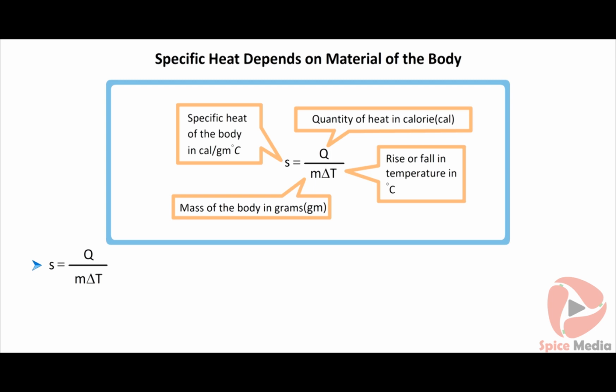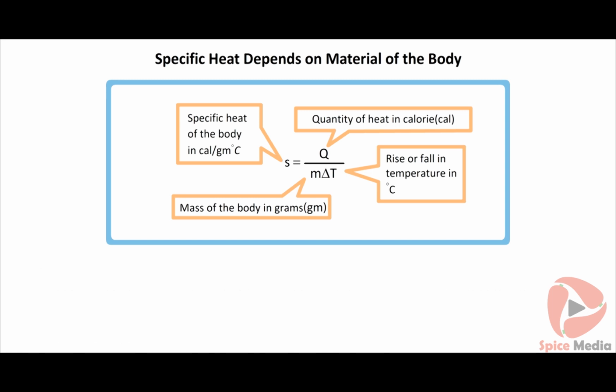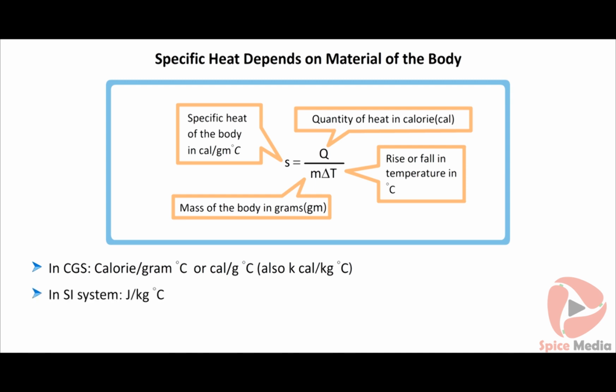If m is equal to 1 gram and the rise in temperature is 1 degree Celsius, then S is equal to Q. Thus, we define the quantity of heat Q required to raise the temperature of unit mass of a body through 1 degree Celsius as the specific heat of that body. The CGS unit of specific heat S is calorie per gram degree Celsius, and it is also measured in kilocalorie per kilogram degree Celsius. In the SI system, the unit of specific heat is joule per kilogram degree Celsius.